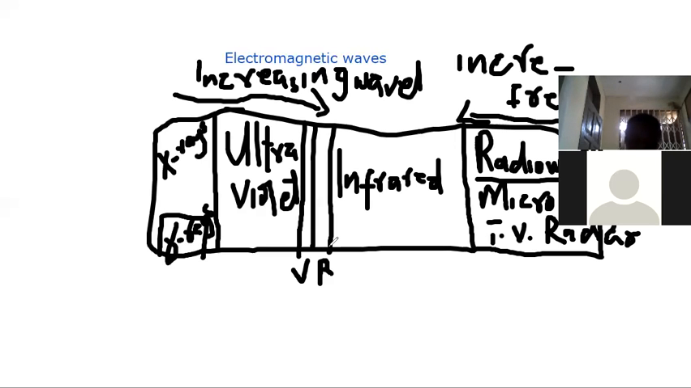Now let's look at the X-rays. The X-rays are normally produced by firing electrons at a metallic target. And so when electrons are fired at a metallic target, that is where we produce the X-rays. And they are normally used for forming images of bones in the body. So you realize that if you have an accident and so on and so forth, normally they use the X-rays to be able to get the images of the bones in your body.